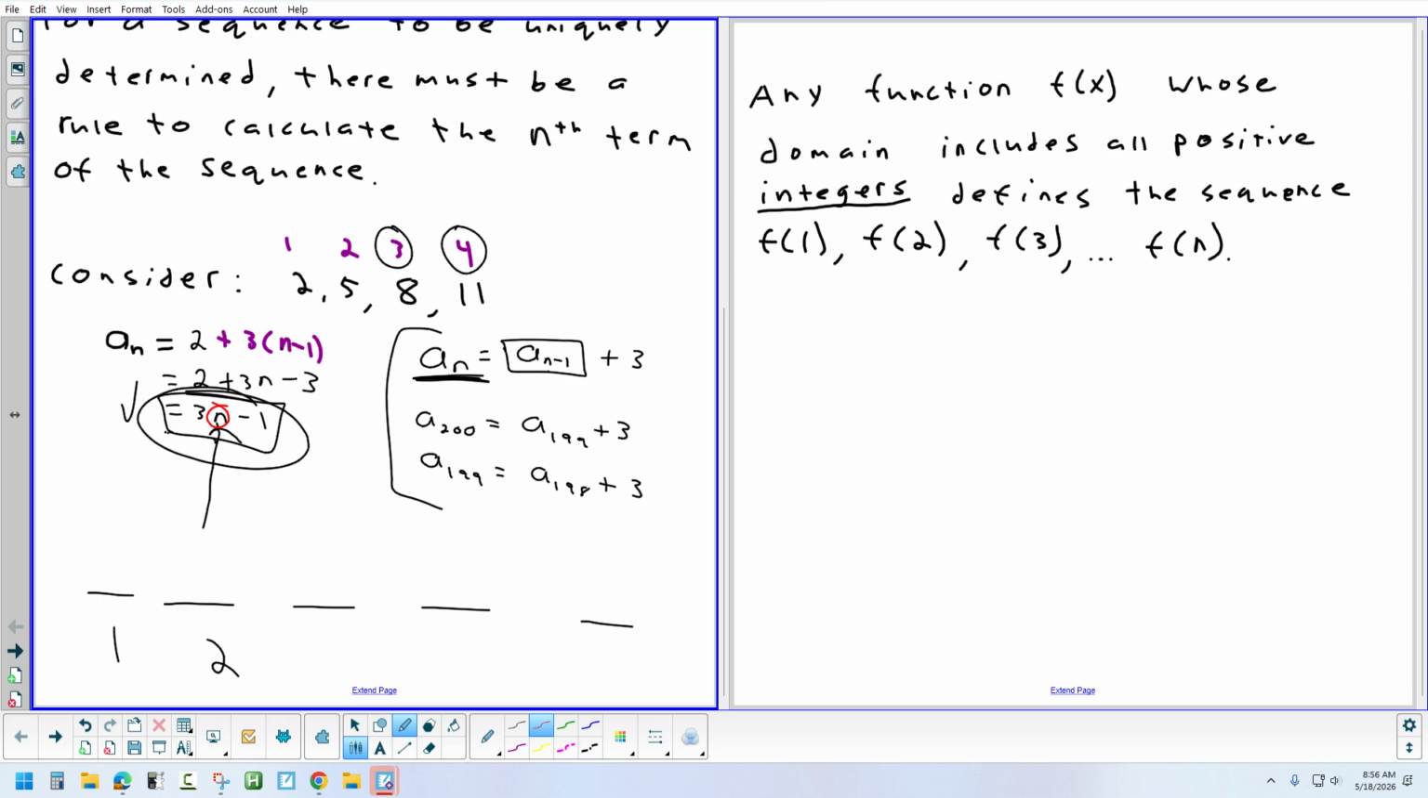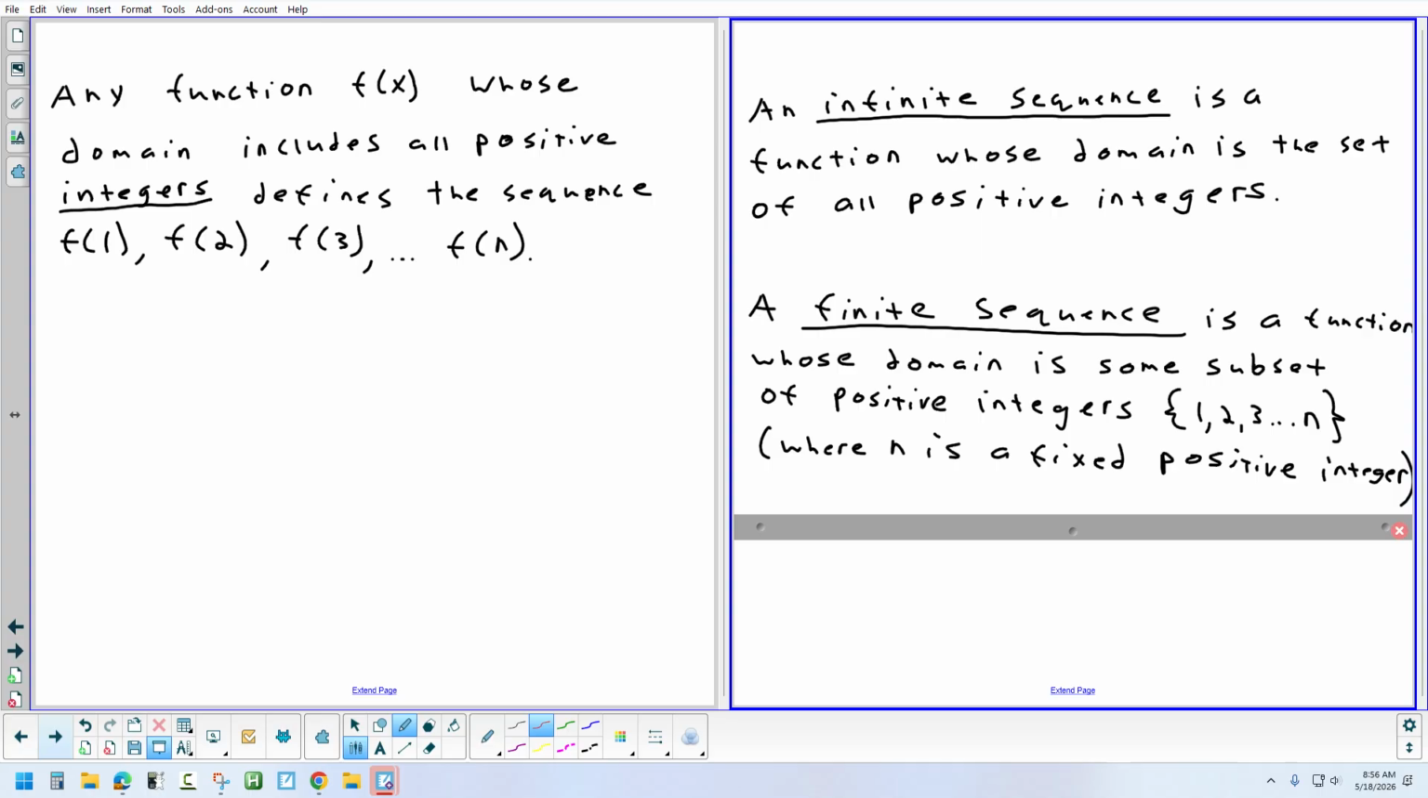Or 4, right? 4 would give us that. But 4 would be the highest number we're allowed to plug in. Yep. Any question why we couldn't go past 4 the way I rewrote it? Okay, so in that case, the domain is a subset of the positive integers. It's not all of them. It's just every number from 1 up to 4.